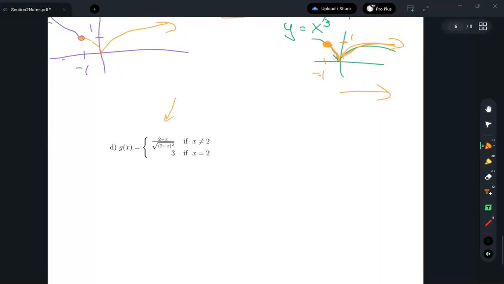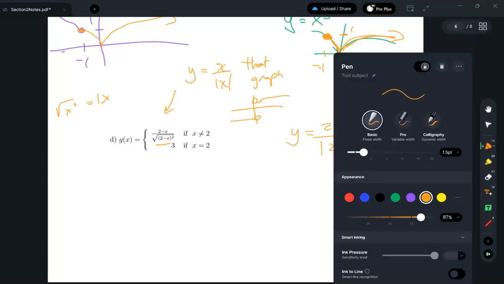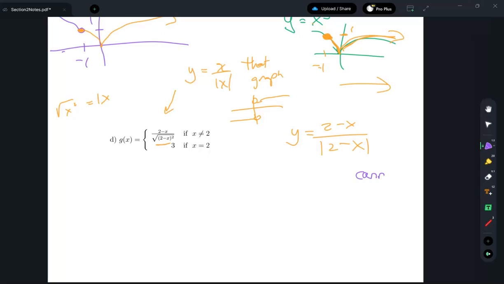Okay, here we go. So I'm going to do this, which is really, really similar. Remember I talked about x over the absolute value of x? I called it that graph. Remember what that graph was? 1, negative 1, right? I think that's the same thing. So let's think about this. Because I know the square root of x squared is the absolute value of x, this gives me 2 minus x over the absolute value of 2 minus x. I know, because I can think about it, I cannot use x equal 2.